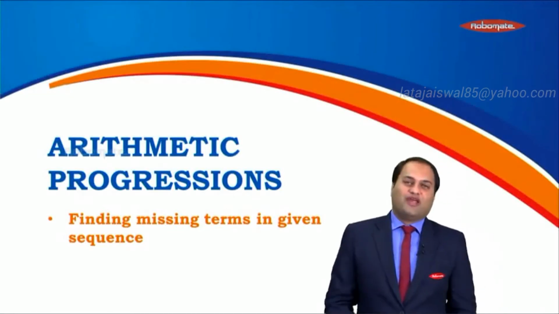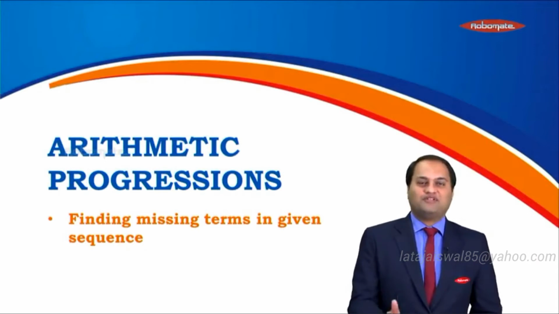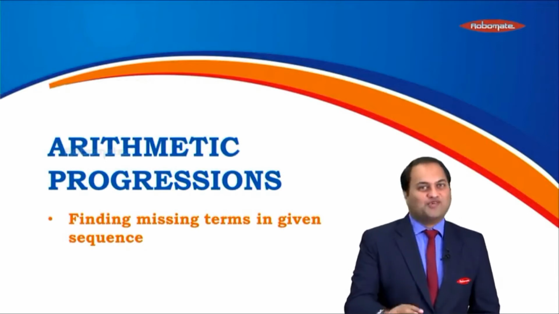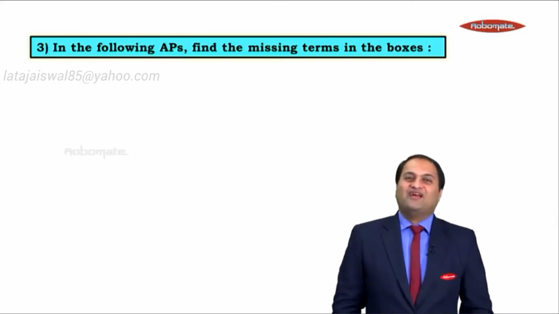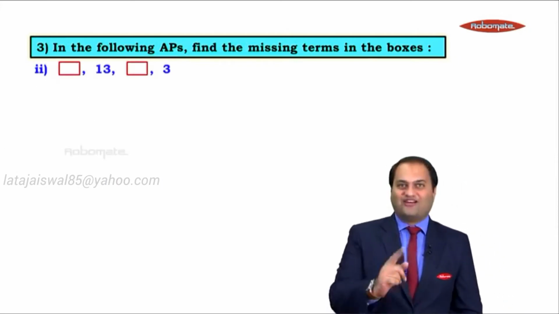Let's move on to the next module. The next module is again similar to the previous two modules. Find the missing term, but there is a difference. Let's see. The next sum is, in the following AP, find the missing terms, and look at the difference.